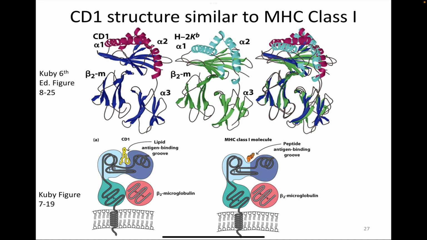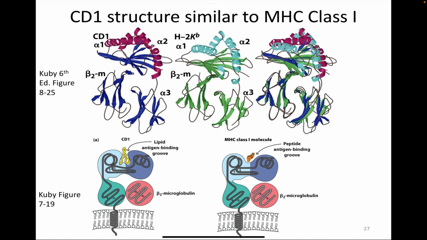If you look at the crystal structure of CD1, which is in pink and purple, and the crystal structure of class 1, which is green and blue here, they align really, really well. So structure-wise, CD1 looks almost exactly like class 1. The only difference is that the binding groove is longer and skinnier, so that it can fit those long fatty acid tails.